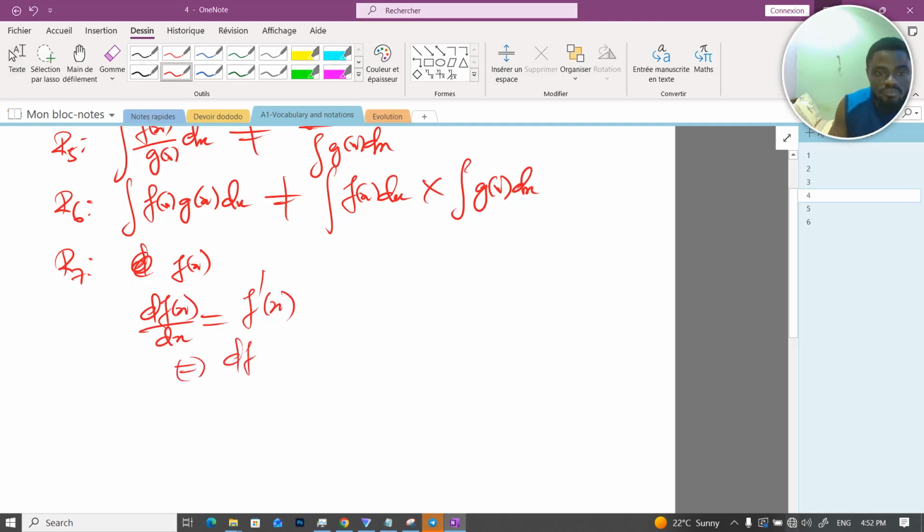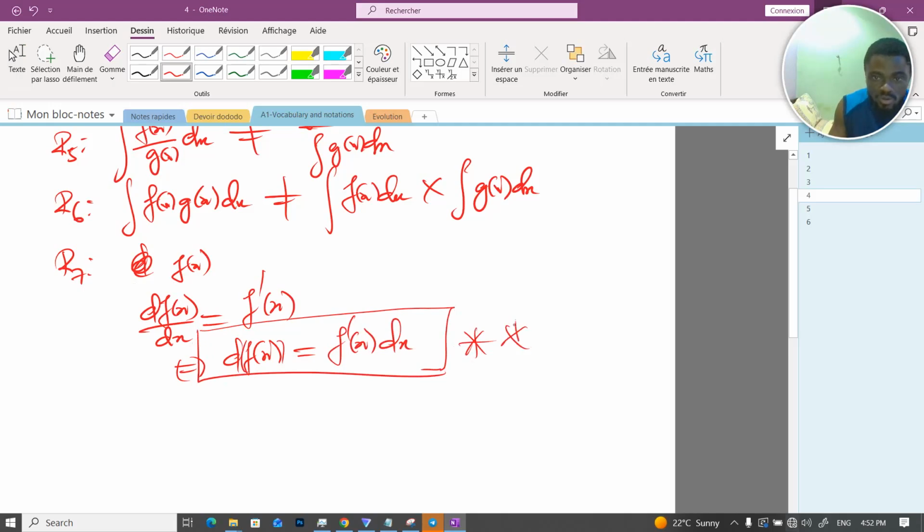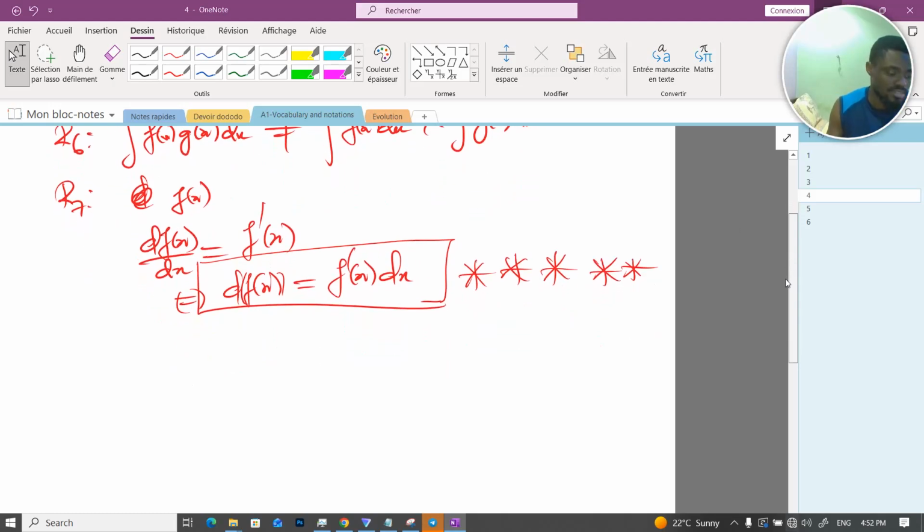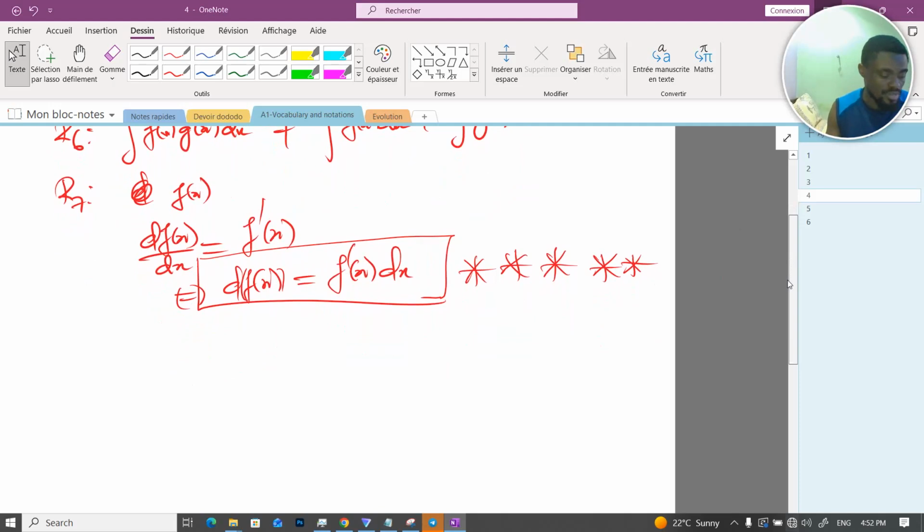This simply means that d of f of x is also equal to what? If I make d of f of x the subject, it will simply be equal to f prime of x times dx. This is a very important formula. Take note of this. It will be very useful in a lot of examples we shall see in the upcoming videos.